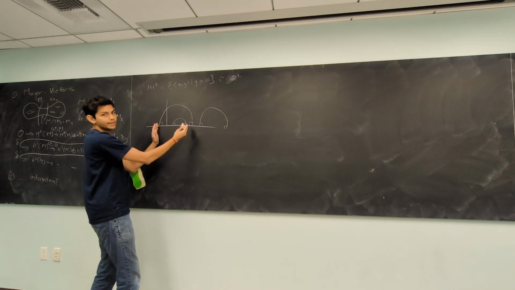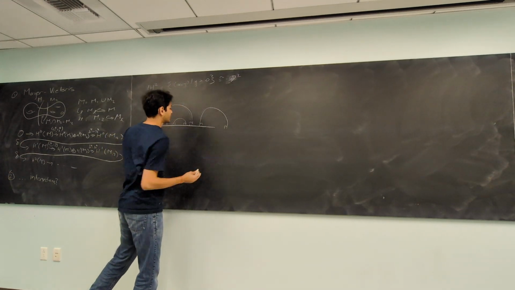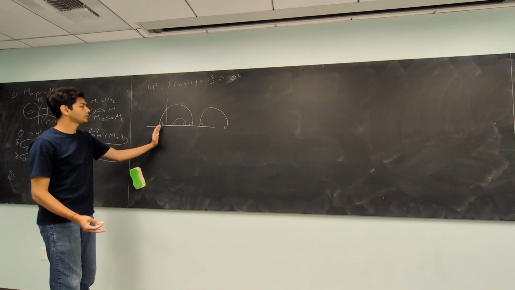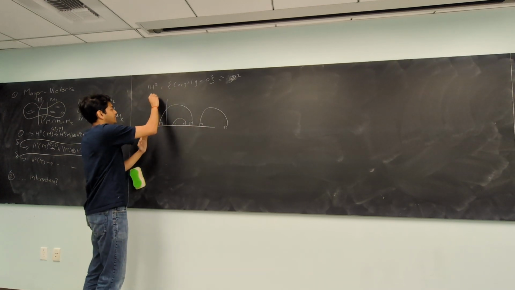But what you can also do is imagine the second semicircle moves further and further and further away. What will happen is that you can imagine the semicircle opening up and you get a vertical line.